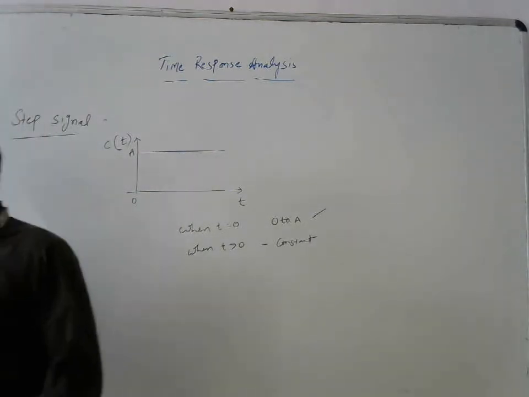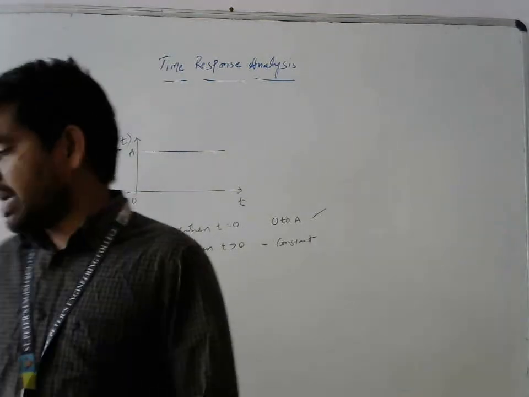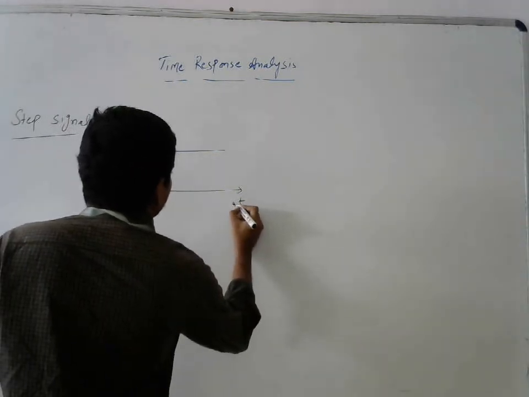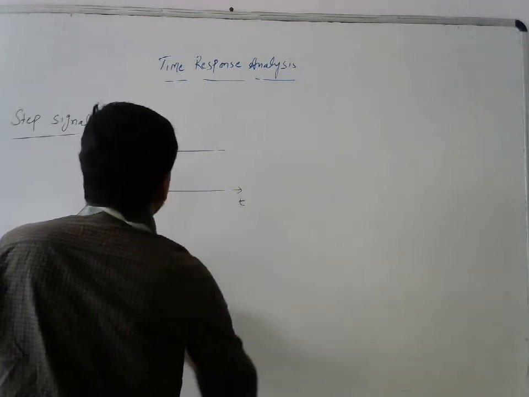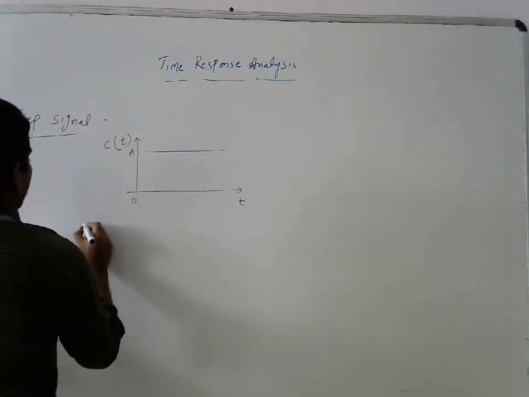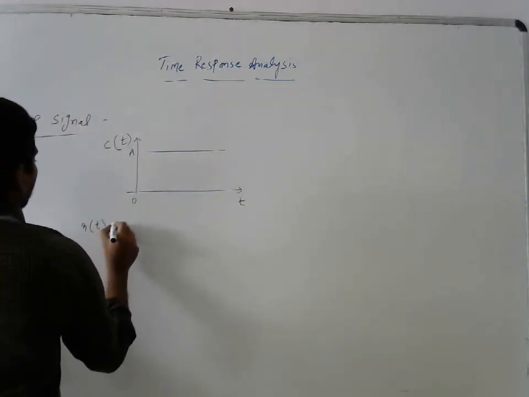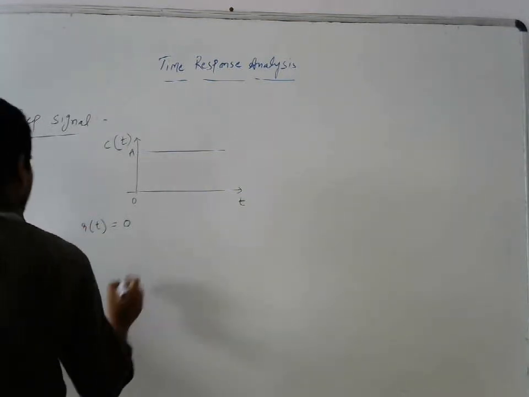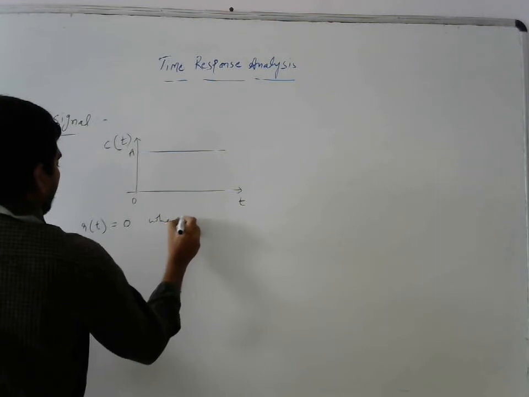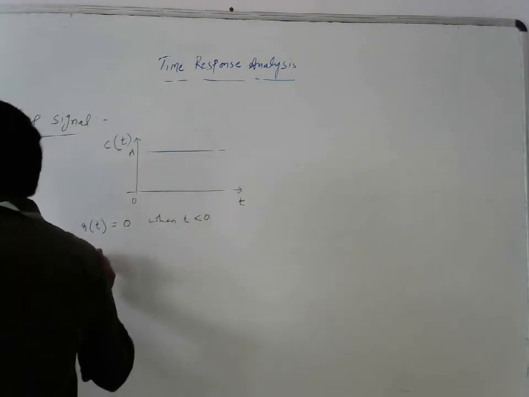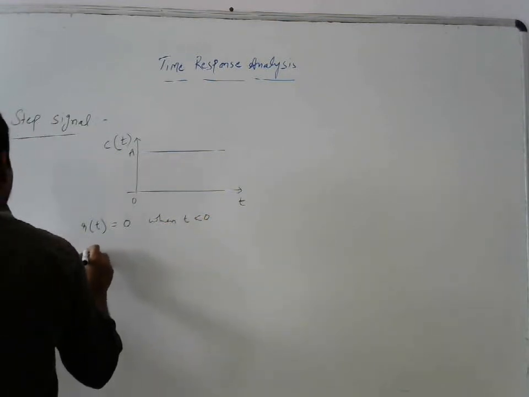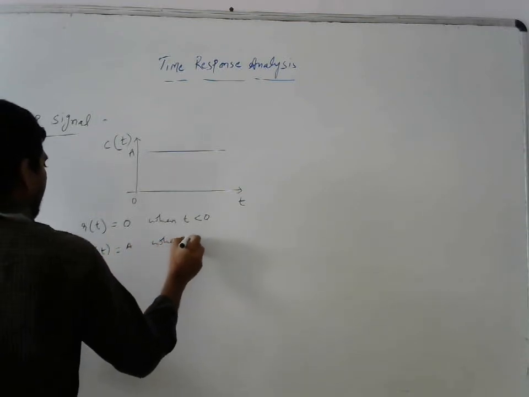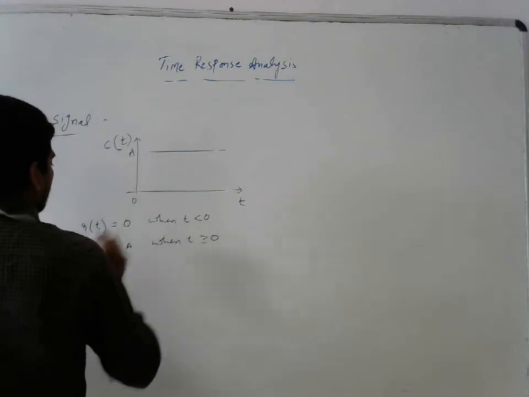That means we write it down here as r of t. This is the time axis, and this is the step signal. We are giving an input where r of t equals 0 when t is less than 0, and r of t equals capital A when t is greater than or equal to 0.